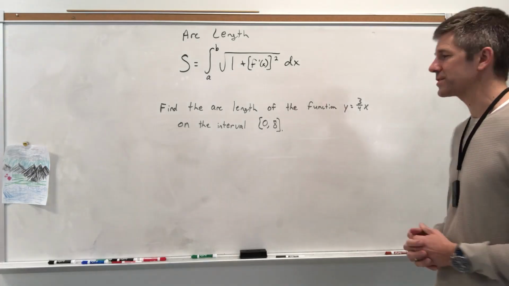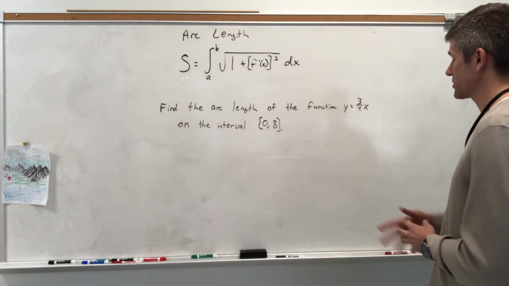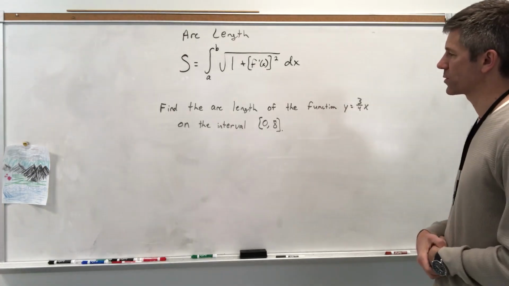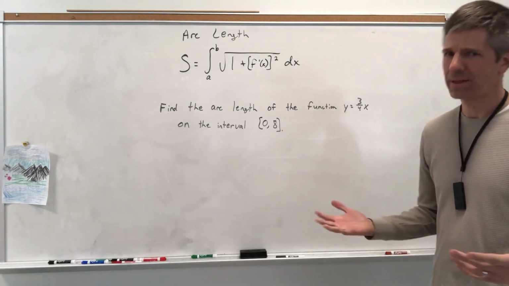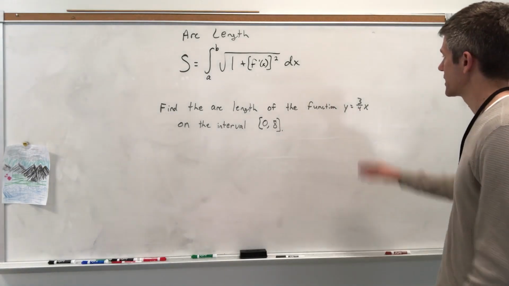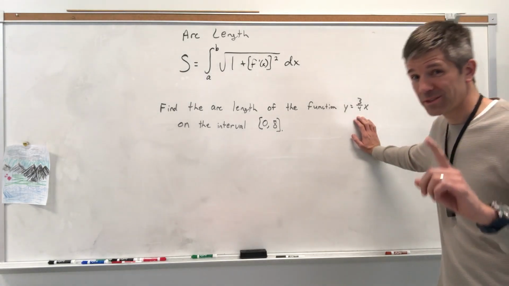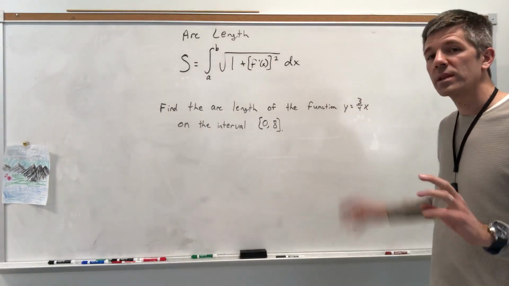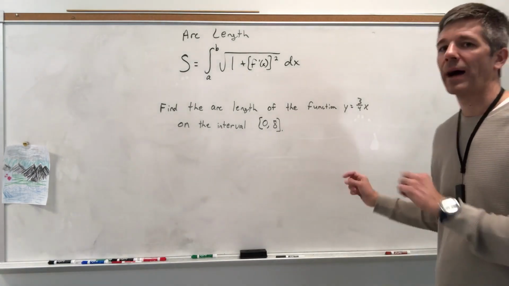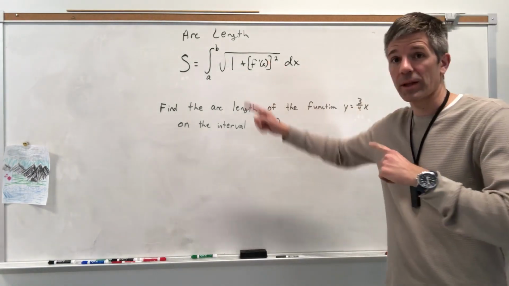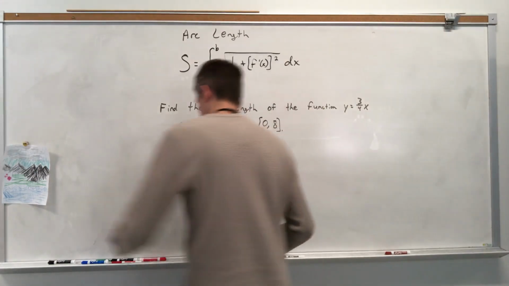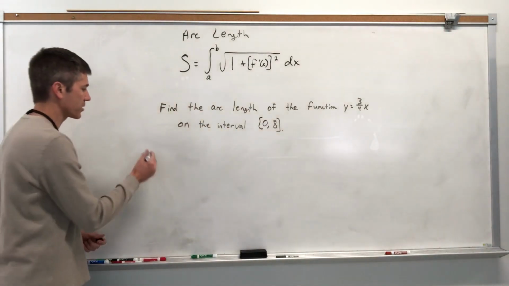Let's find the arc length of the function y equals 3/4 x on the interval from 0 to 8. Let's be really commonsensical about this. That's a line, right? You could just use the distance formula, which is based on the Pythagorean theorem. And we're really going to do that, but we're also going to do this by hand with this formula, and you'll see how it really works out. It's kind of neat. So let's actually graph it first.